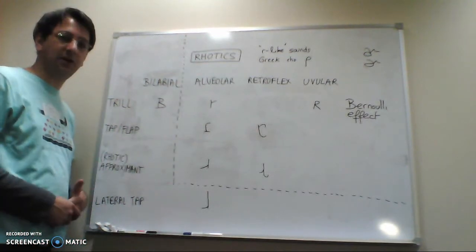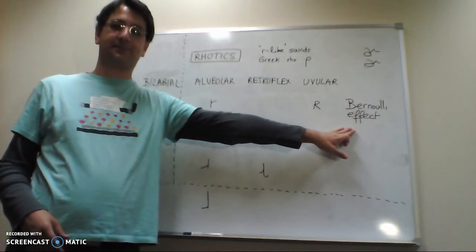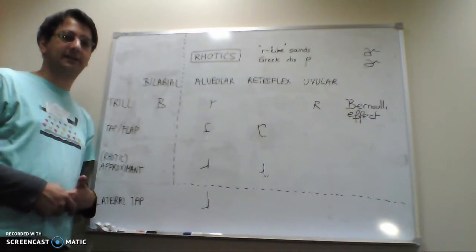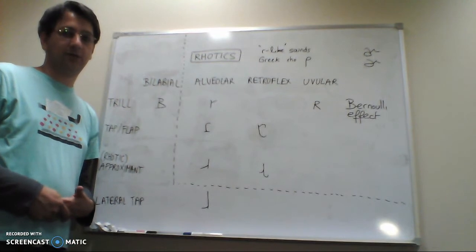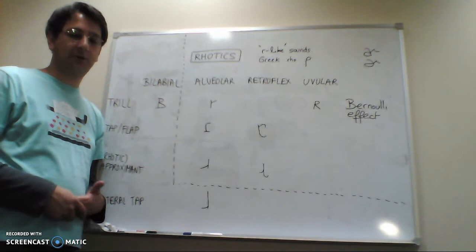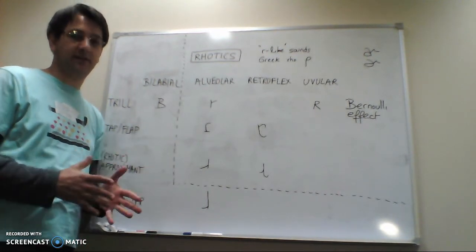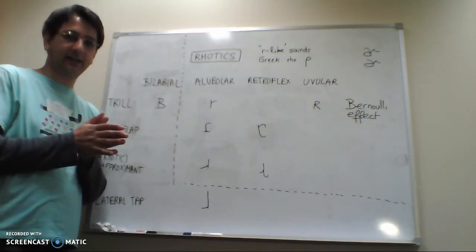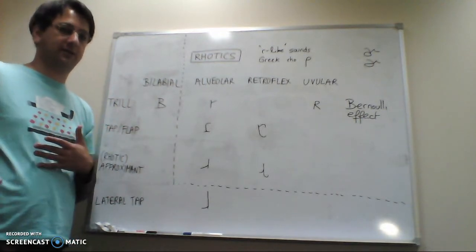The production of a trill depends on the Bernoulli effect. So what's the Bernoulli effect? The Bernoulli effect says that when you have an airflow that goes fast through a narrowing, there is a pressure drop within the narrowing. So that produces like a sucking effect, and then the two articulators come together.